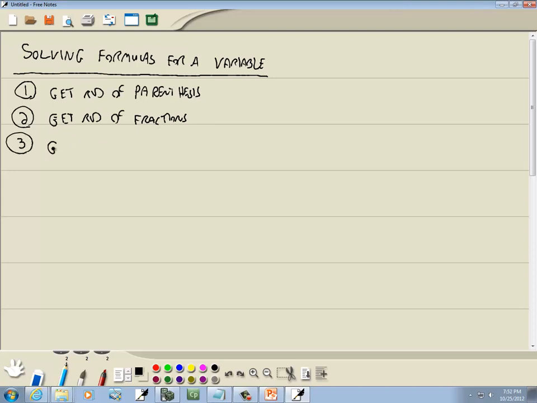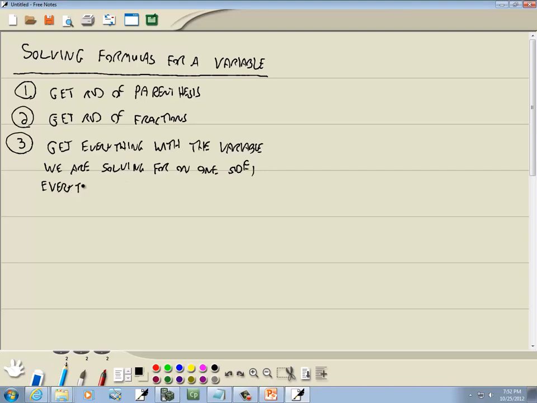Step 3. Get everything with the variable we are solving for on one side, everything else on the other side.